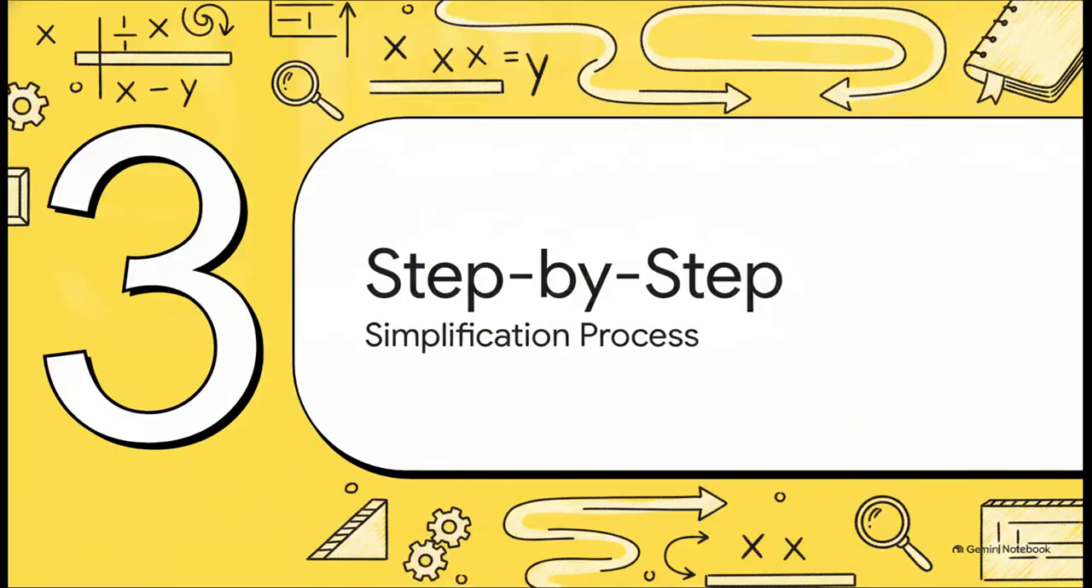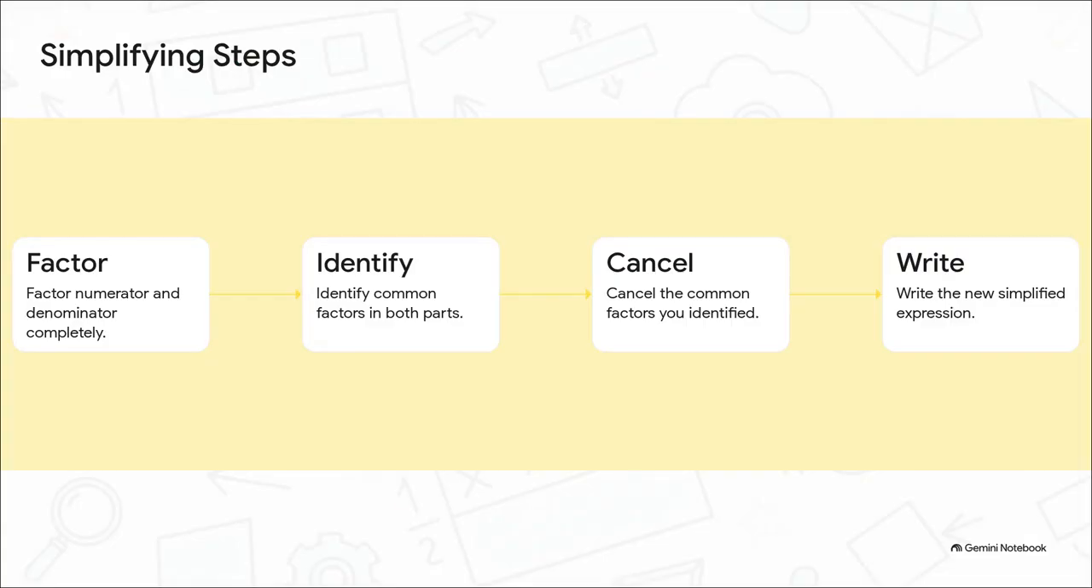Section 3, step by step. Let's walk through the actual simplification process. Having a reliable playbook prevents cognitive overload and really just guarantees your accuracy. So here is ours, straight from the lesson plan. Step 1, factor completely. We're going to look at both the numerator and the denominator and break them down into their multiplied parts, those sealed packages we just talked about.